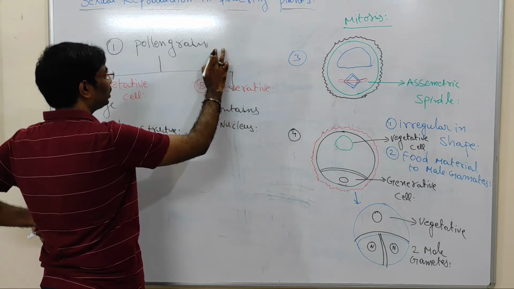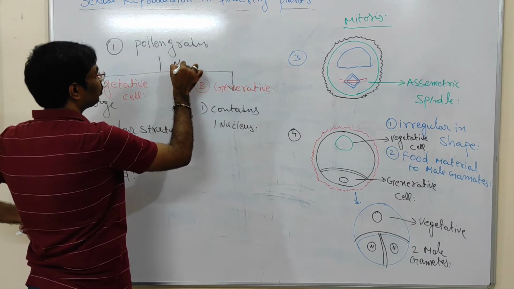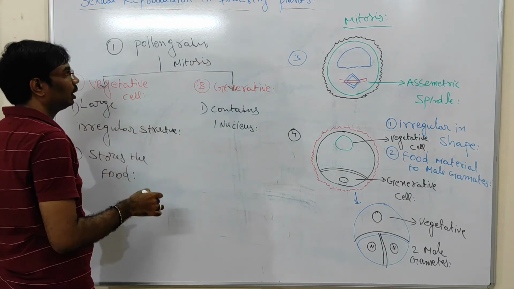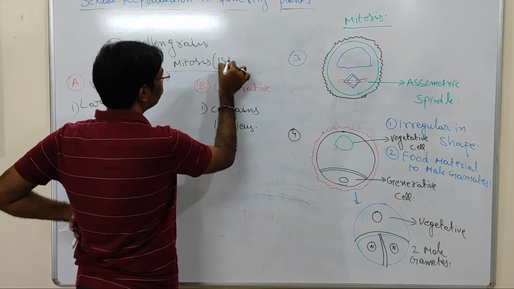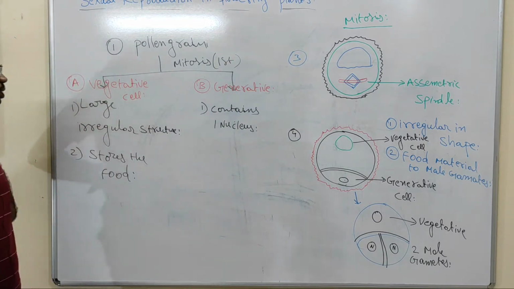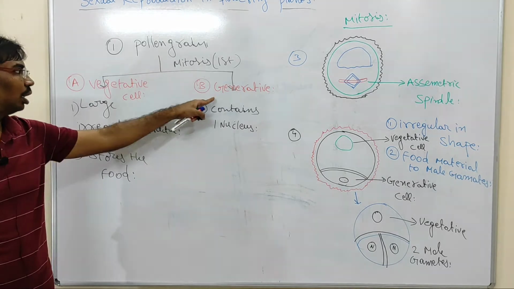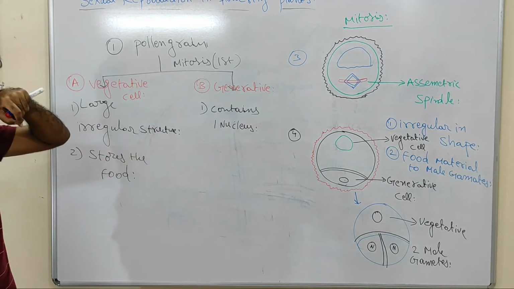So generally the pollen grain contains how many nuclei initially? One nucleus is present. So by the mitosis process, this is the first mitosis. By the first mitosis, the pollen grain produces two cells. One is called the vegetative cell and another one is called the generative cell.